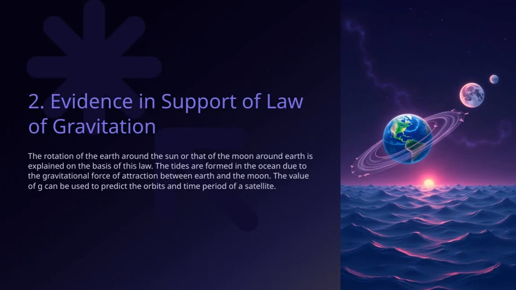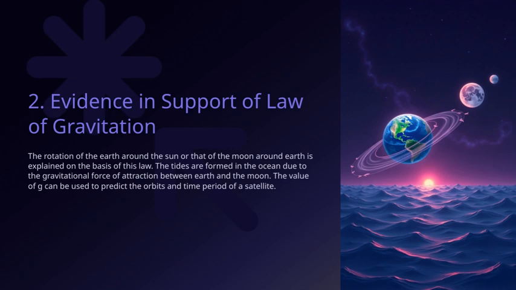The rotation of the Earth around the Sun, or that of the Moon around the Earth, can be explained based on this law of gravitation. It's this gravitational force that keeps these celestial bodies in their orbits. For example, the tides in our oceans are caused by the gravitational attraction between the Earth and the Moon. The Moon's gravity pulls on the water, creating the high and low tides we observe.